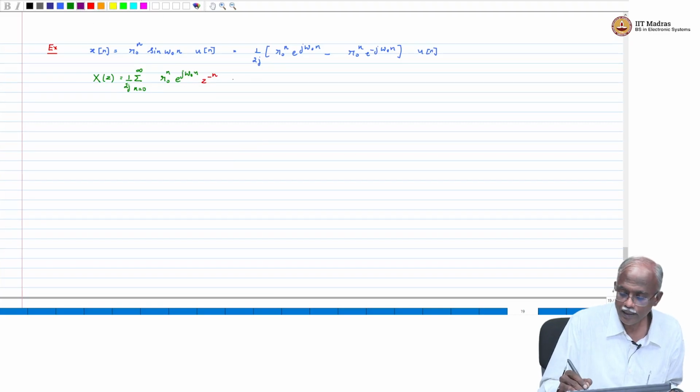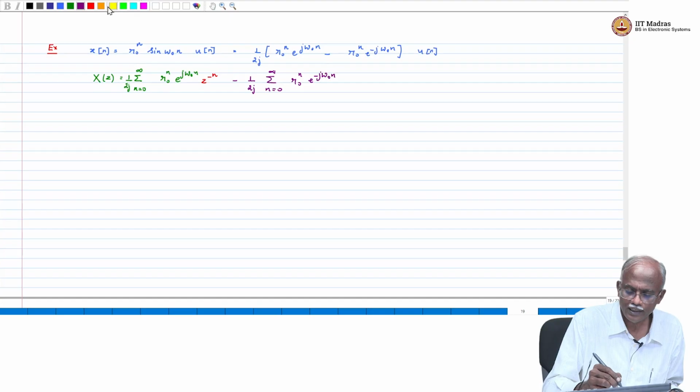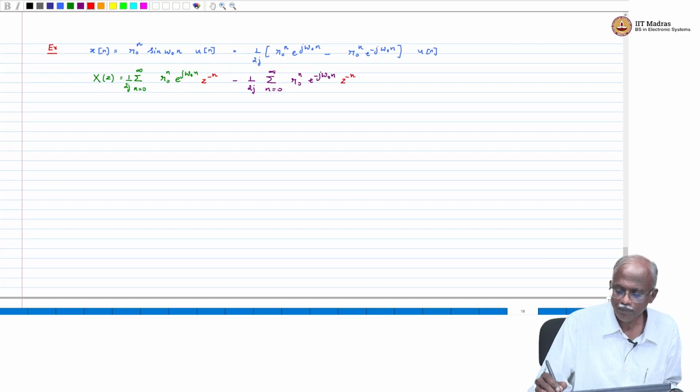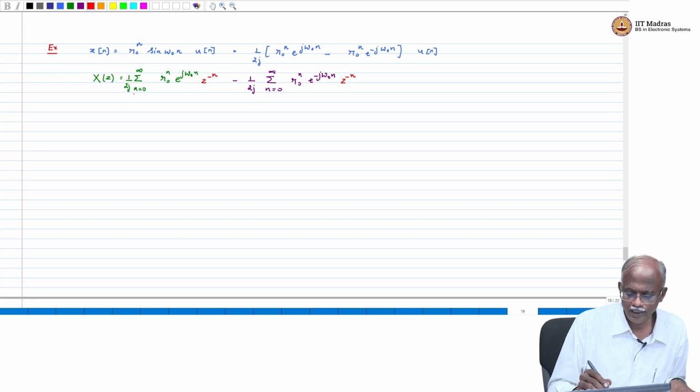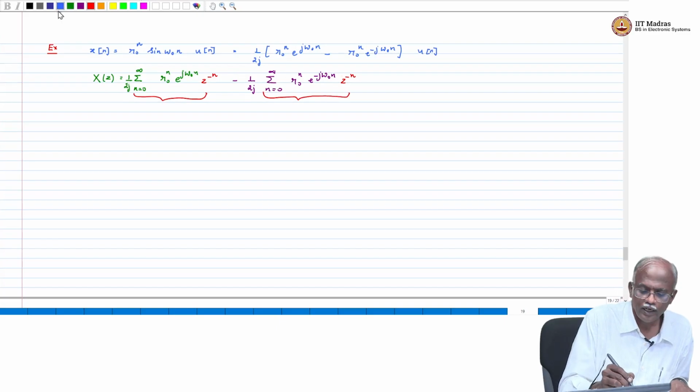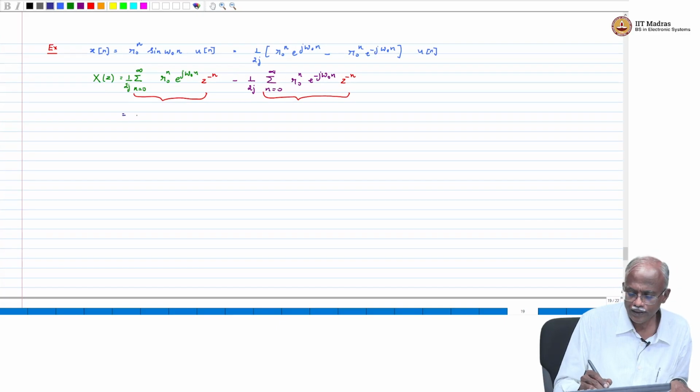Then there is a minus 1 by 2j summation n equal to 0 through infinity r naught power n e power minus j omega naught n z power minus n. Okay, these are both geometric series. So we can write down the closed form expression. So let me pull 1 by 2j outside.